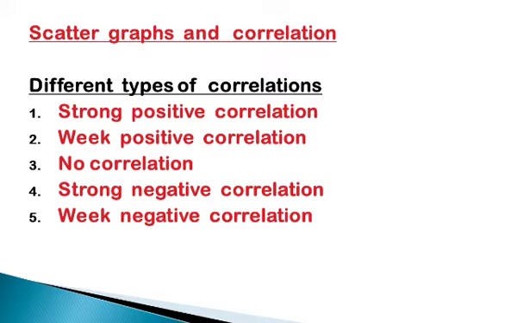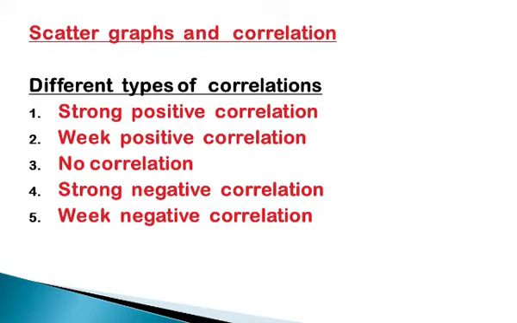If the plotted points are distributed from the lower left corner to the upper right corner, then it is positive correlation. If the plotted points are distributed from the upper left corner to the lower right corner, then it is negative correlation.